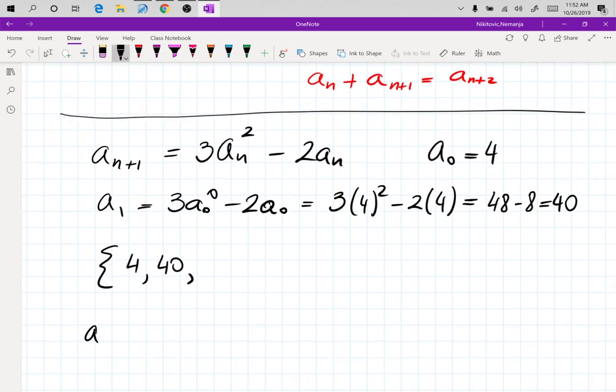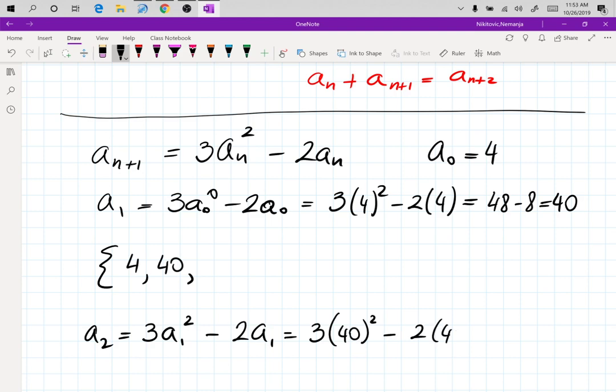So A2 is going to be 3a1 squared minus 2a1. So that's 3 times 40 squared. Oh, that's going to be beautiful. 40 squared is 1,600, times 3 is 4,800, minus 80 is 4,720. Yeah, 4,720. That next one I'm not going to compute, since you have to square 4,720, right?